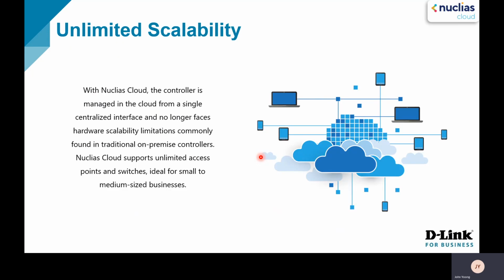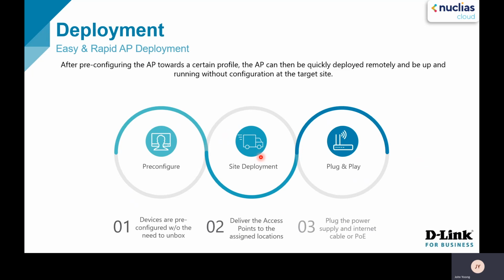So for Nuclias Cloud, we support unlimited devices. And the deployment is very, very straightforward. For the MSP, they just pre-configure for the customer the SSID, the password, the captive portal, the bandwidth control, everything. Then the MSP will send the AP or the switch to the customer side. The customer can just plug and play very, very easily.